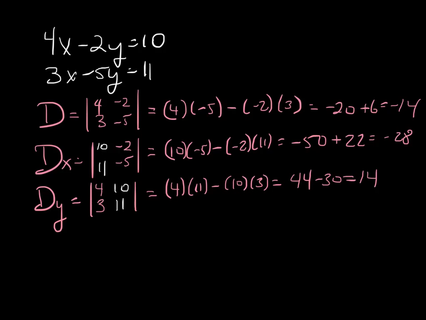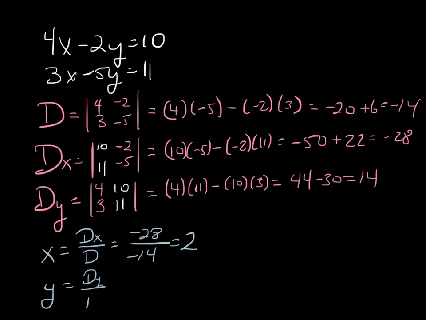Okay. Last step. In order to find x, we divide dx by d. So that's going to be negative 28 over negative 14, which is 2. And to find y, we divide dy by d. We get 14 over negative 14, which is negative 1. So the solution is 2, negative 1.